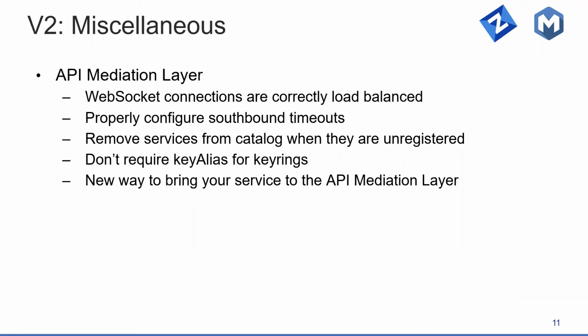Then another minor update for administrators is that in case of keyring setup, which we believe is the regular and recommended one for the production environment, we don't require the key alias as long as the keyring has just one certificate. And we are improving the wizard, which helps to bring your service to the API mediation layer. This is more for extenders, but it could happen also internally within your enterprise.